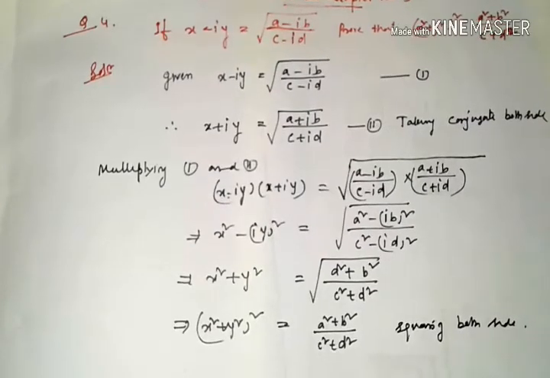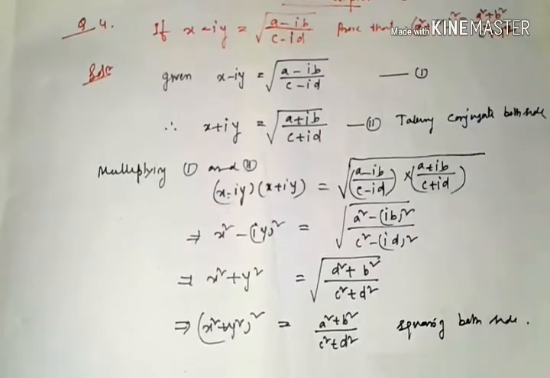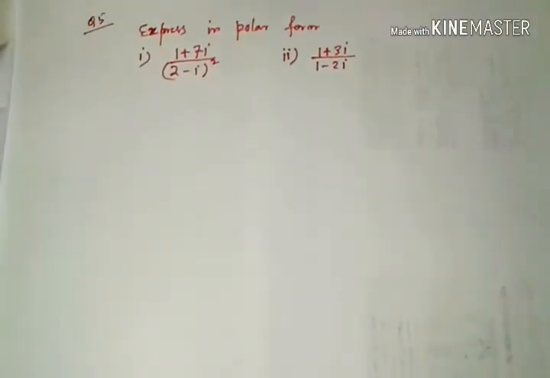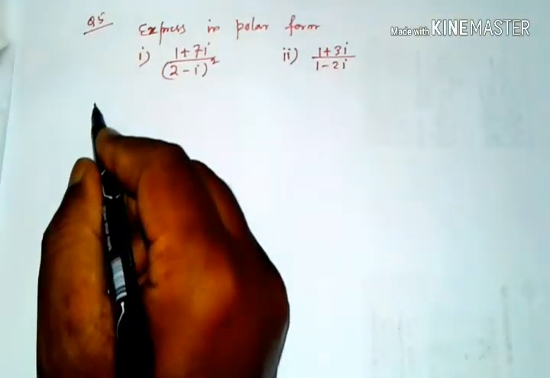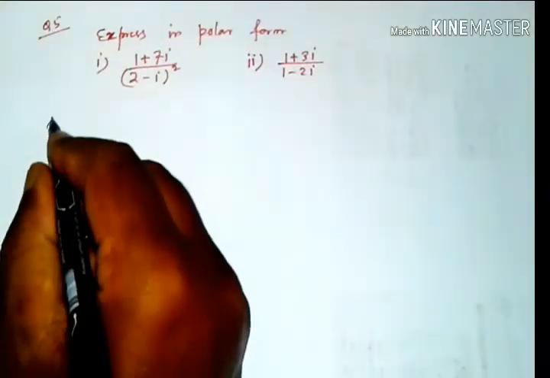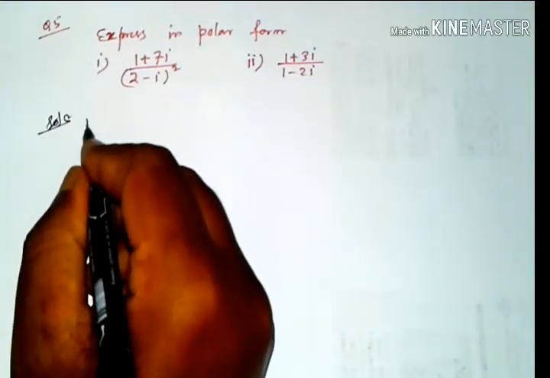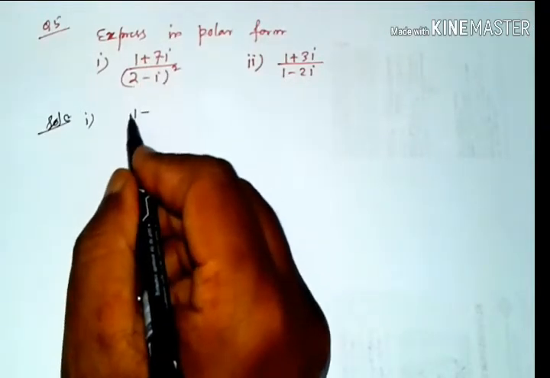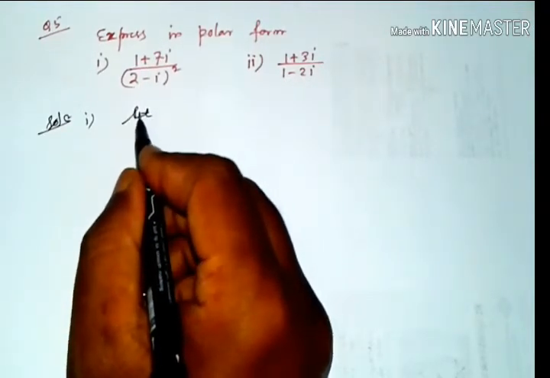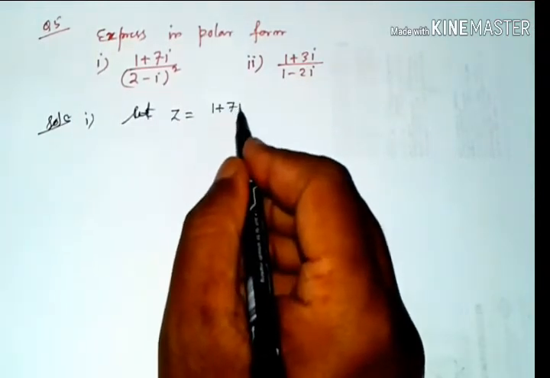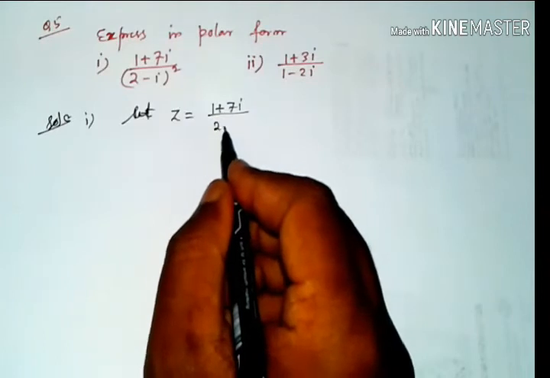This is the problem. Next problem which I discuss is expressing in polar form. Two problems are given. Solution number 1. Here it is (1 plus 7i) over (2 minus i) whole square. Let z be equal to (1 plus 7i) over (2 minus i) whole square.